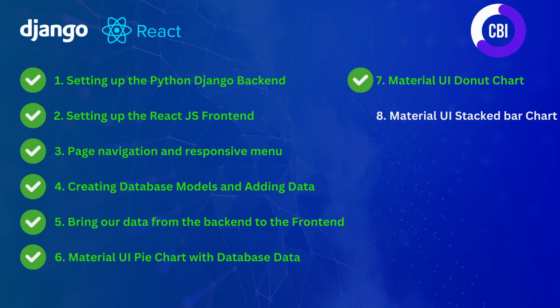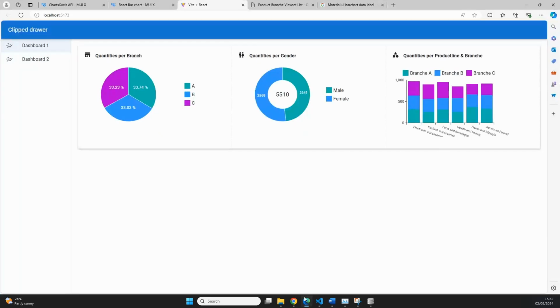In this video we're going to continue and we're going to be focusing on creating a stacked bar chart inside of our application. And that bar chart is going to show the quantity across the different product lines split on the branch where things have been sold. And in the end it's going to look something like this.